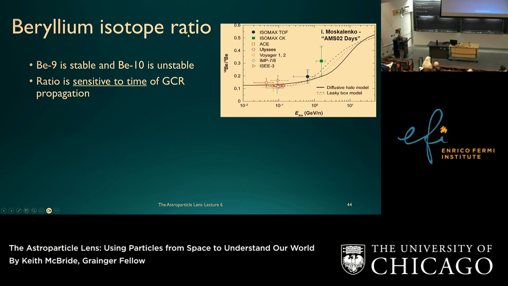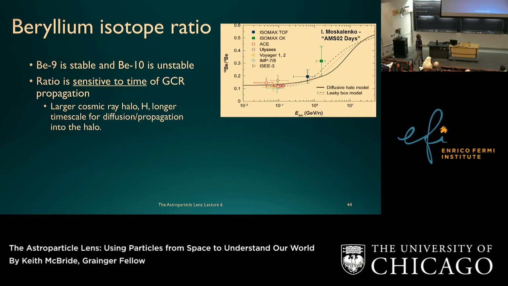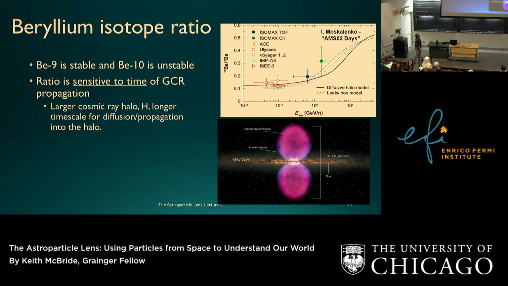And if you plot that measurement of the ratio versus energy, you see a slight rise, but a lack of data out here. And that's actually where different models predict different things, depending on if cosmic rays are older or younger, or confined to what's called the halo of the cosmic ray propagation in the Milky Way. So if you have a larger region of cosmic ray propagation, then you're going to get a longer time scale for this propagation. You're going to get less beryllium.